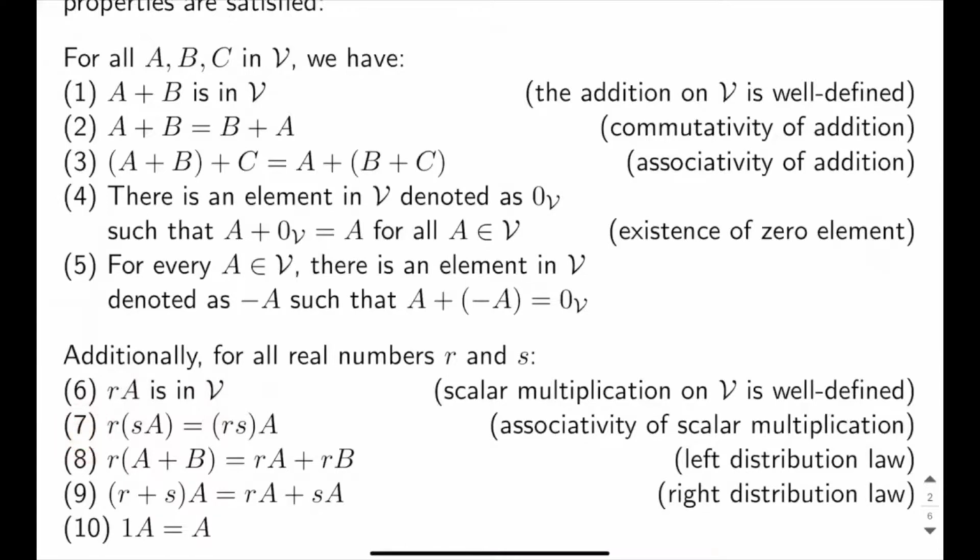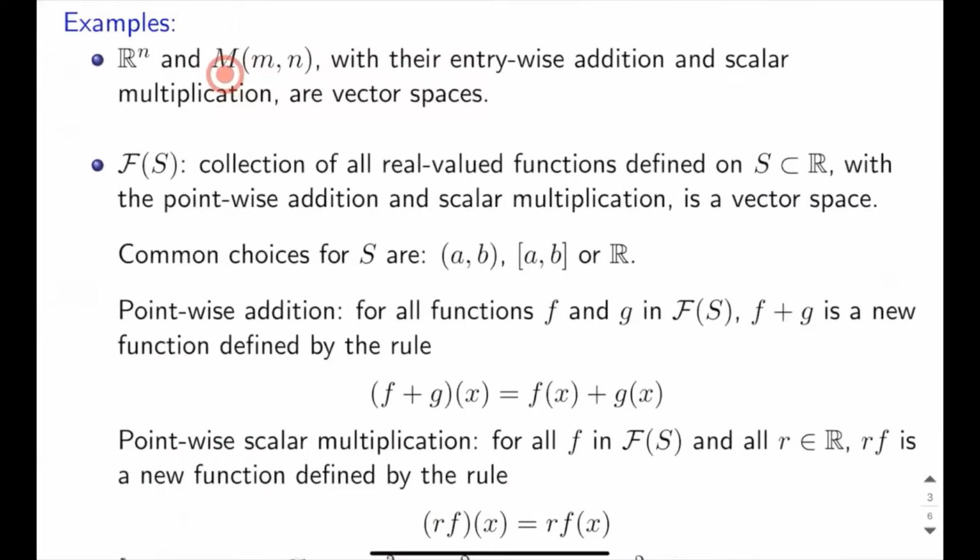The 7th property is the associativity property, right? And 8 and 9 are the left and the right distributive properties. The 10th property is kind of similar to what we have seen from matrices. The collection of all matrices of the same size is in fact a vector space together with the addition and the scalar multiplication entry-wise. Rn is also a vector space, right? Because Rn is actually just special matrices, the matrices of only one column.